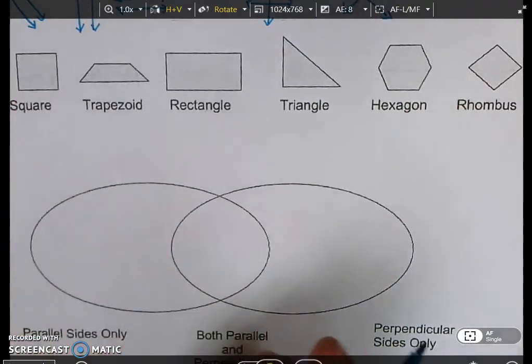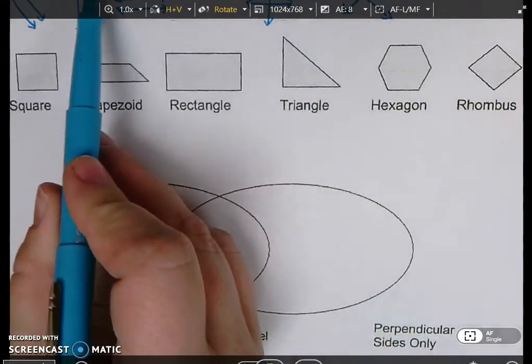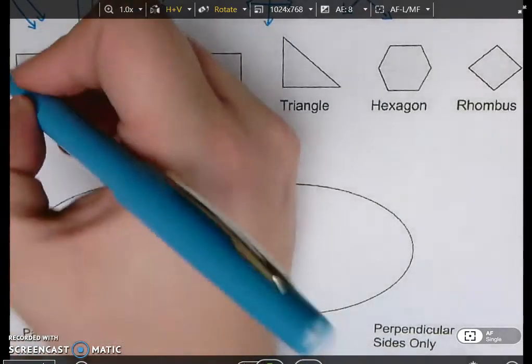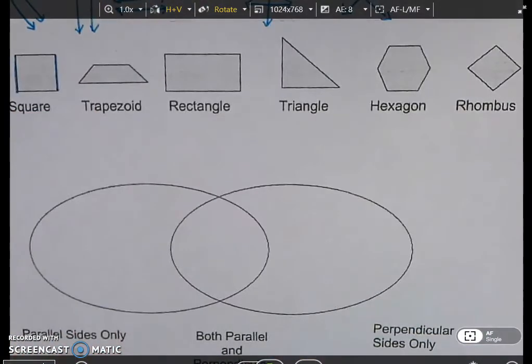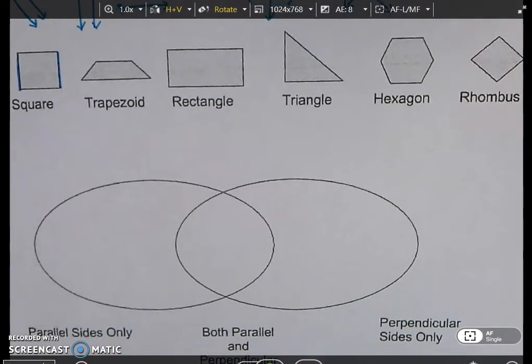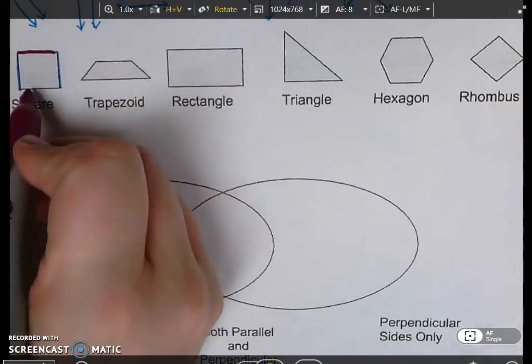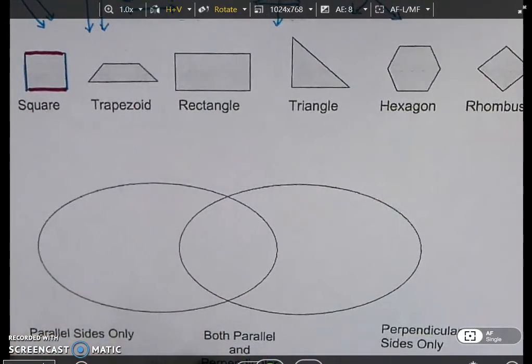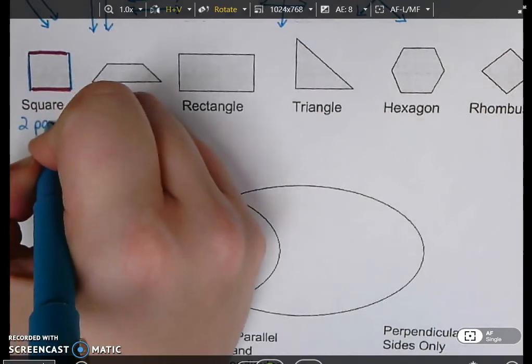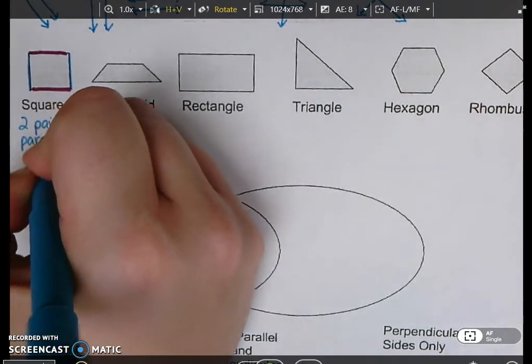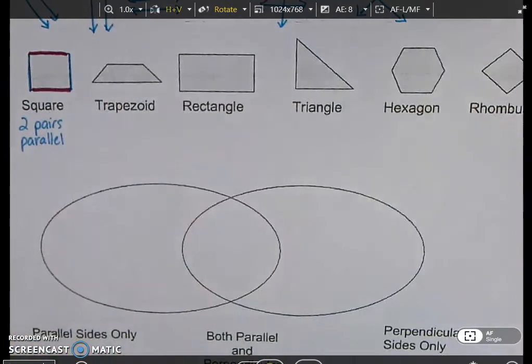So let's start with our square here. So first let's see if there's parallel sides. So parallel means they're going in the same direction. And I know that this side and this side are parallel because they're going in the same direction. And this side and this side are parallel because they're going in the same direction. So this one definitely has two pairs of parallel sides. So I know that's for sure.